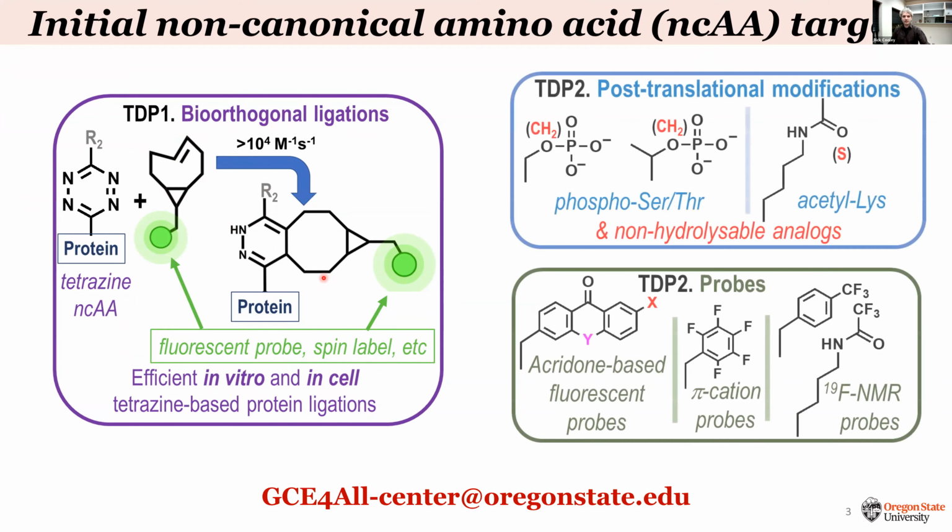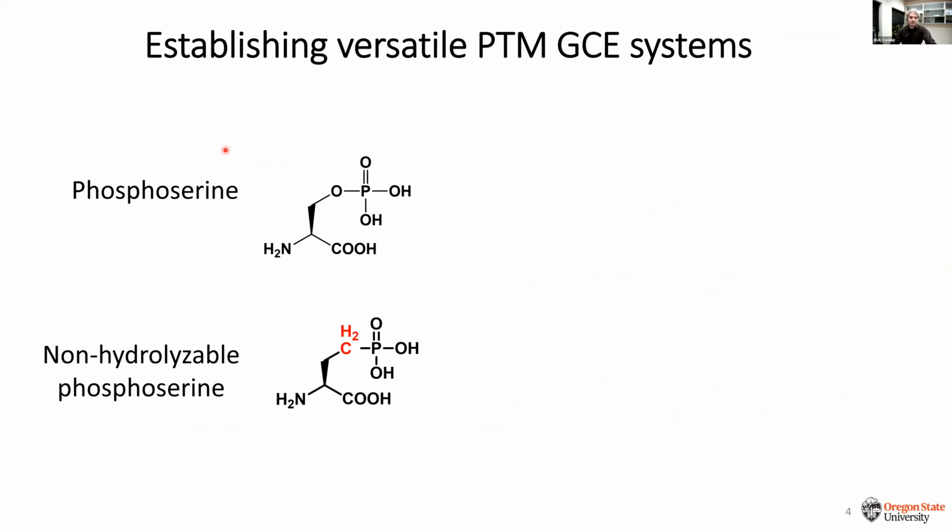The other one is the one that I lead, which is for developing and optimizing genetic code expansion technologies to encode post-translational modifications, as well as biophysical probes, such as the direct encoding of fluorescent amino acids, as Virginia was just talking about, such as acridone, as well as pi-cation probes, and also fluorinated NMR probes. And so what I want to tell you today is a little bit about some of the developments that we are making here in the center for encoding particularly phosphorylated amino acids, phosphoserine and non-hydrolyzable phosphoserine. So these two amino acids here.